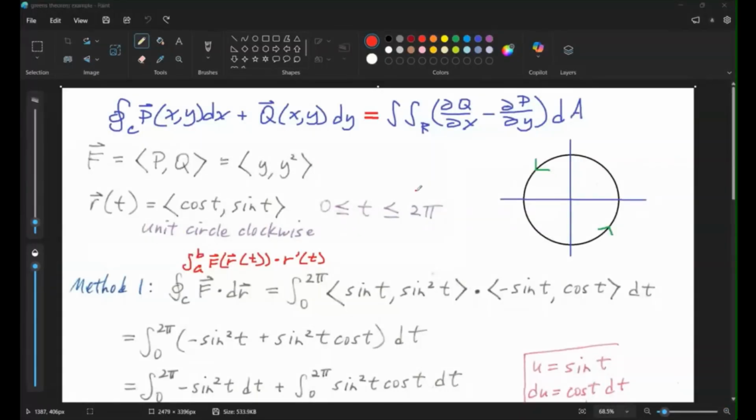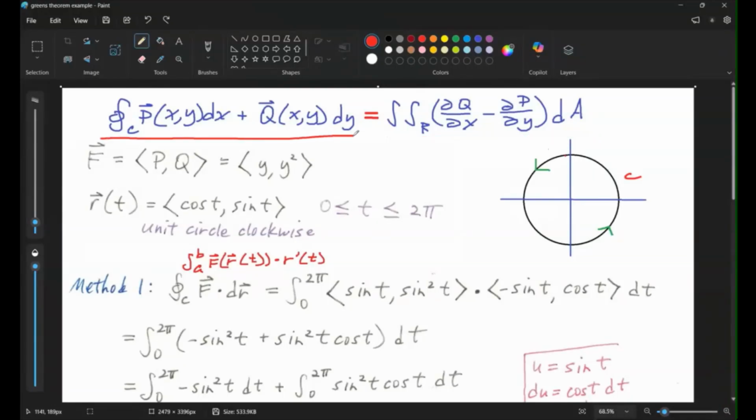I'll close with a quick example of taking the line integral of the unit circle. So that's our curve C over the vector field. This is the vector field, so F is of course (P, Q), and P is y, Q is y squared. And this is our curve, the unit circle as a vector valued function. So we're going from 0 to 2 pi. We're going clockwise.